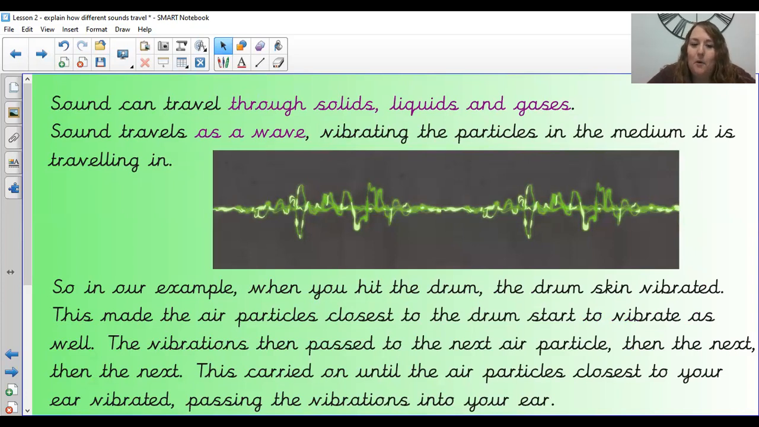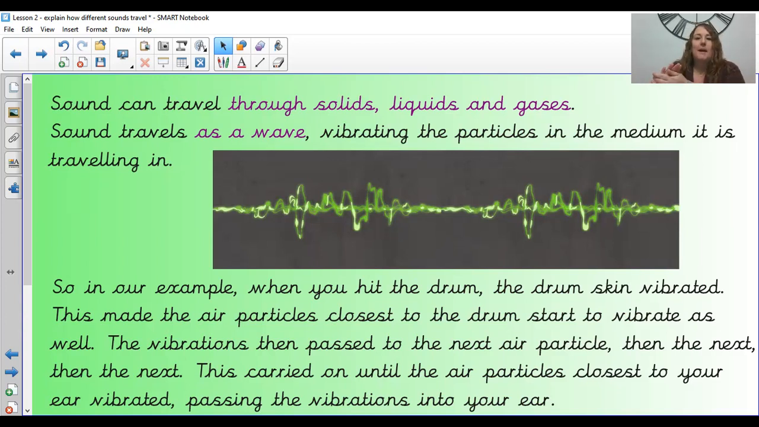So in our example, when you hit the drum, the skin vibrated. This made the air particles closest to the drum start to vibrate as well. And then the vibrations passed on to the next air particle, then the next, and then the next. And this carried on until the air particles closest to your ear vibrated, and that passed the vibrations into your ear.